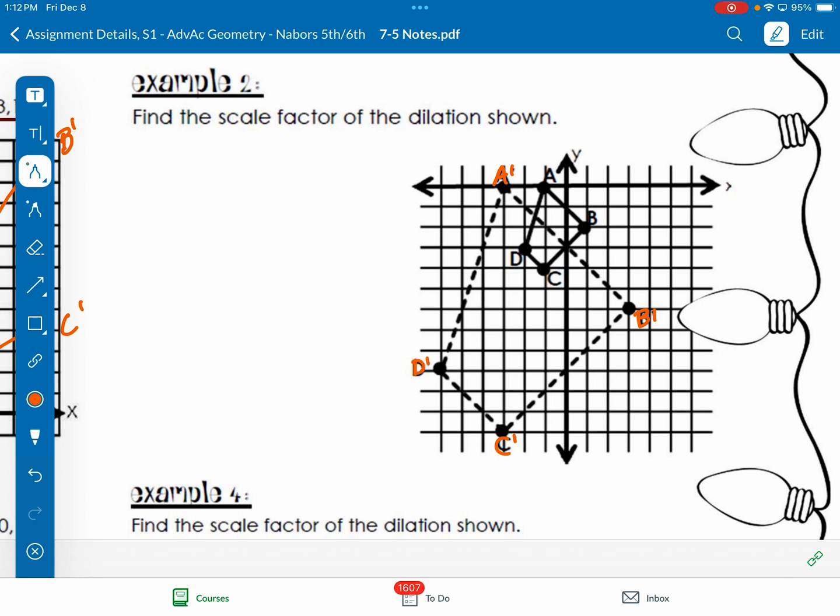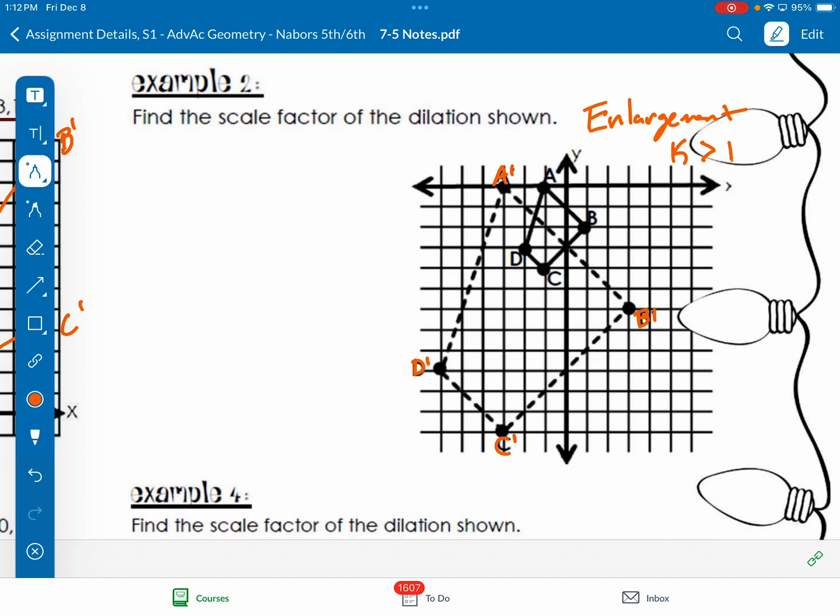Okay, and that tells me that is my image. So what do you guys think? Is this an enlargement or a reduction? This is an enlargement, right? Which tells me my scale factor should be bigger than 1, because it's an enlargement, right? So my scale factor should be bigger than 1.